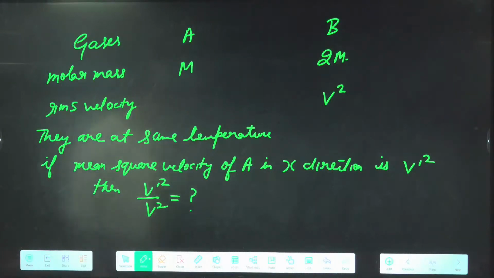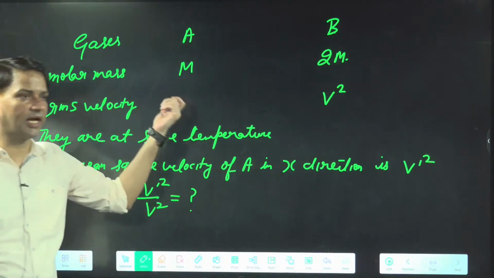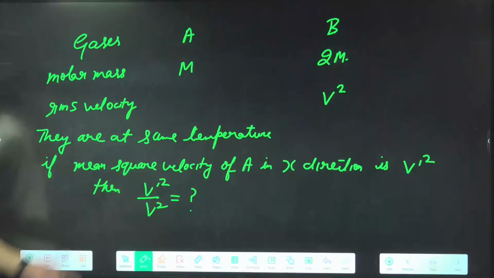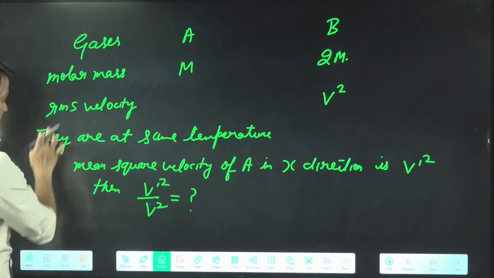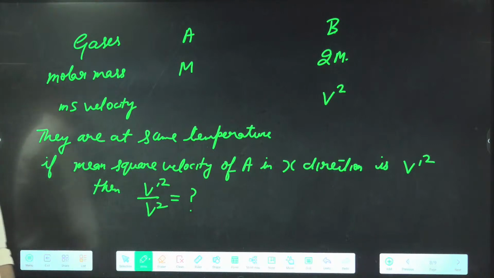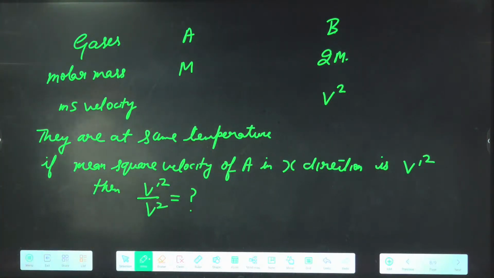I repeat the problem: two gases I have, A and B. Molar mass of the gas A is m, molar mass of the gas B is 2m. Mean square velocity for B I have given V square, and they are at the same temperature. So if the mean square velocity of A in the x direction is V dash square, then we have to find V dash square upon V square. Try.